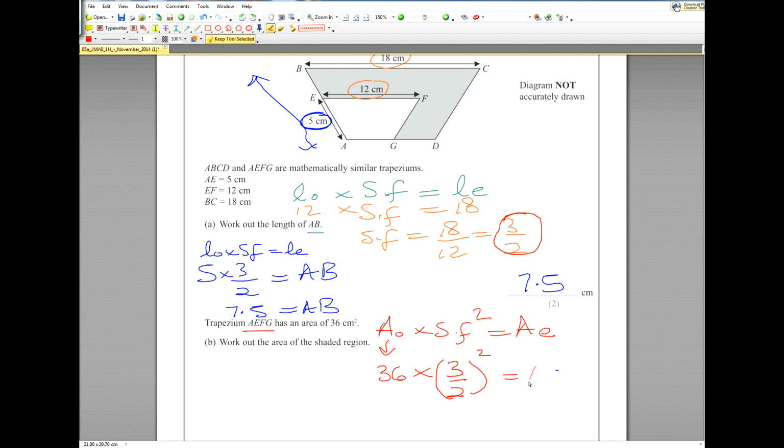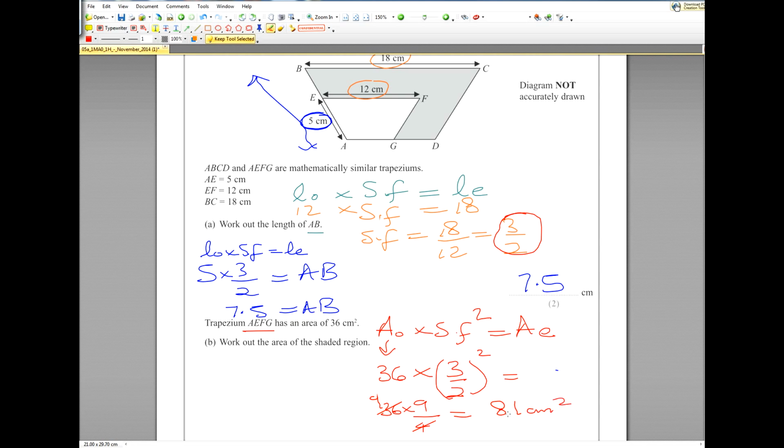What's the area of the large one? No, the area of the... Okay, we've got to work out the shaded area. Okay, let's get rid of the last two bits here. Let's work out this bigger shape first of all. So we have 36 times what's 3 squared over 2 squared? That's 9 over 4. If you cancel it down, divide by 4, divide by 4, that gives you 81. That's not the answer, folks.